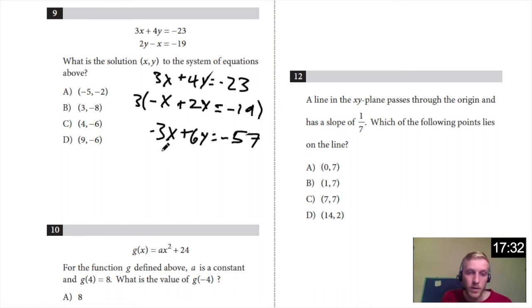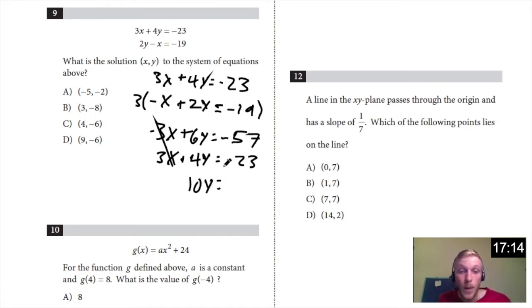All right, and I'm going to add this to our first equation up here. So 3x plus 4y equals minus 23. Good, so remember, these terms cancel out. That's why we multiplied by 3. We're going to add our 6y and our 4y. That's going to give us 10y is equal to minus 57 plus minus 23. So let's see. That is going to be equal to negative 80. All right. So we're going to divide both sides now by 10 to isolate our y. y is equal to minus 8.